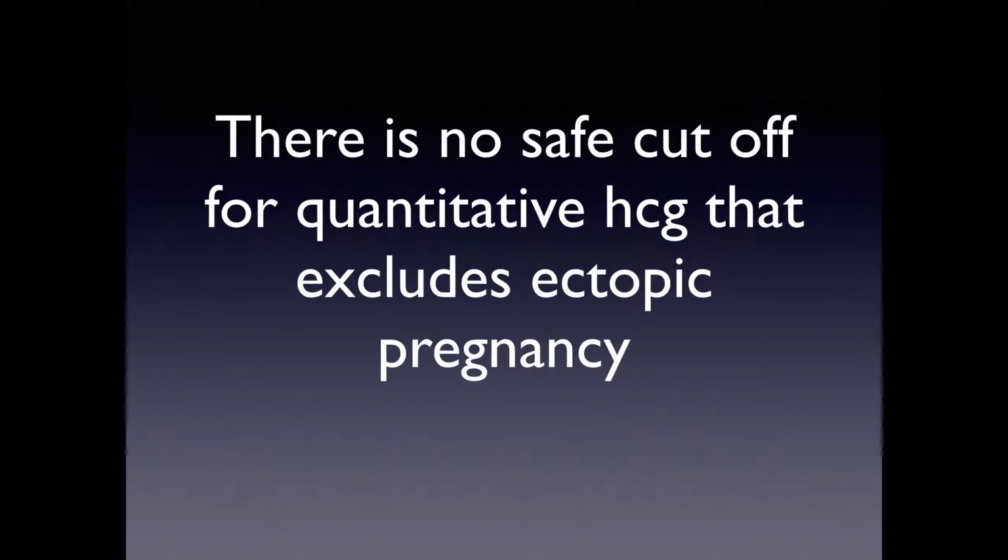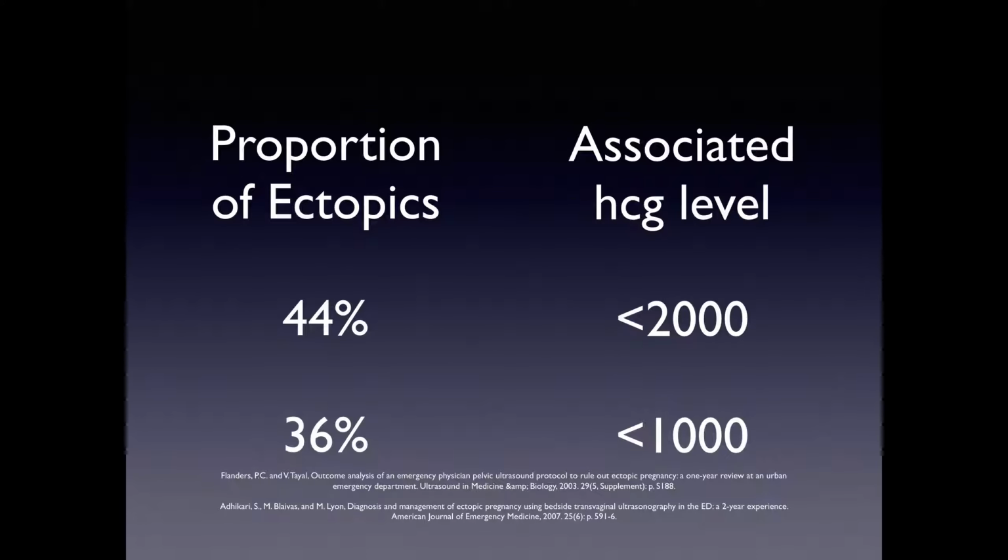I've already told you that there's no safe cutoff for quantitative HCG that excludes ectopic pregnancy. Now I'm going to tell you why. This is data from a couple different studies showing the proportion of ectopics with quants less than 2,000. So if we decided to only perform ultrasounds if the quant is over 2,000, we would miss 44% of ectopics. Similarly, if we used 1,000 as a cutoff, again a much lower value, we'd still be missing over a third of ectopics. Again, this miss rate is unacceptably high, which is why there is no safe cutoff for the HCG to determine that we do not need an endovaginal ultrasound.